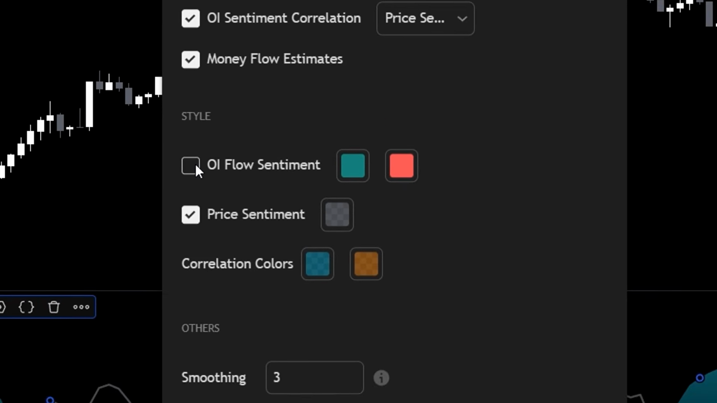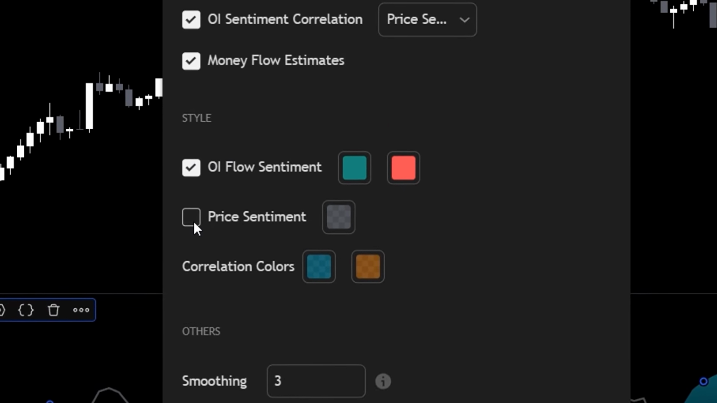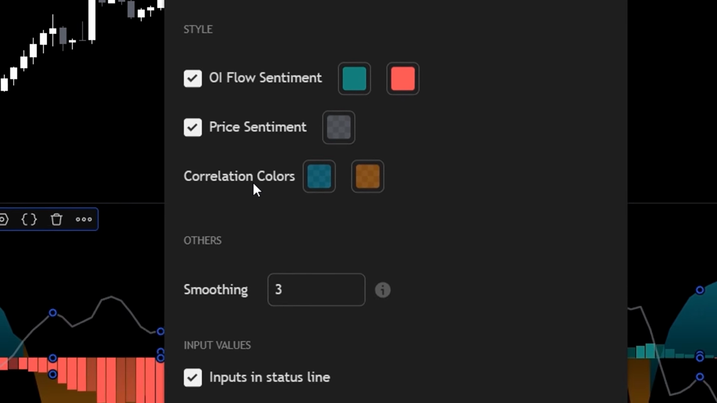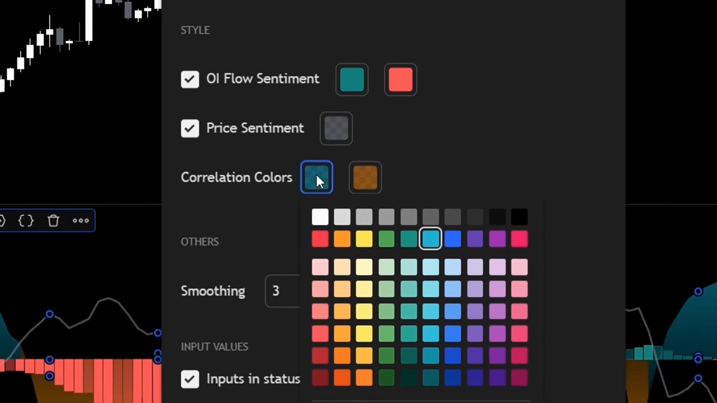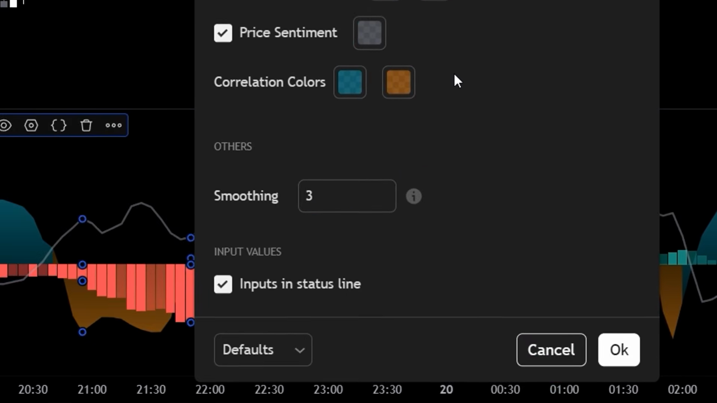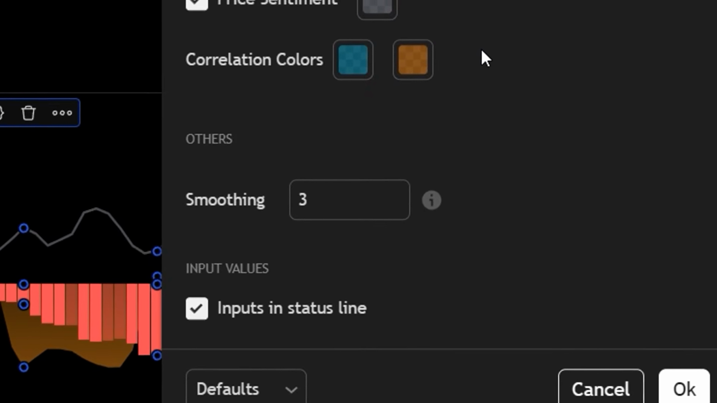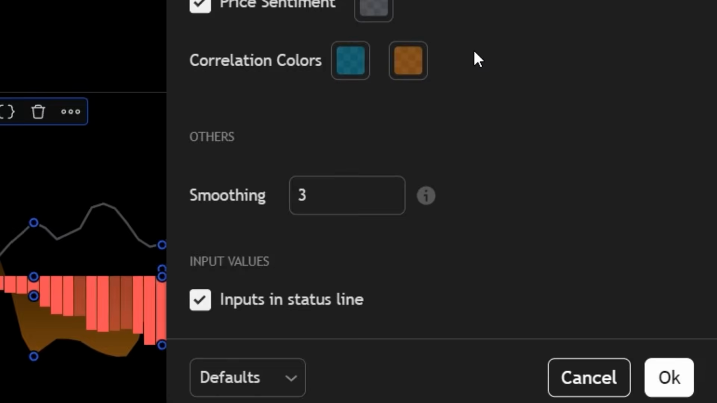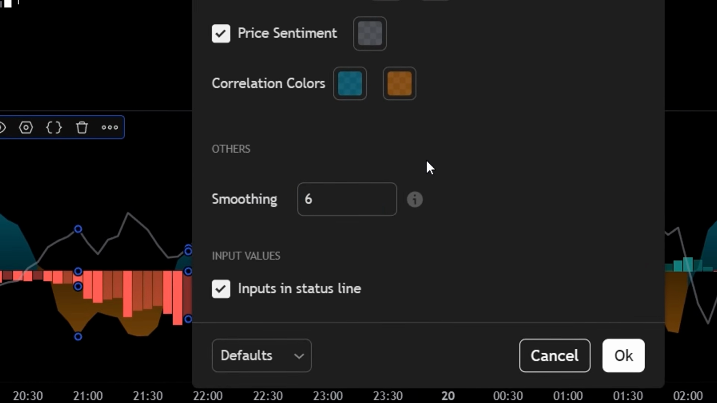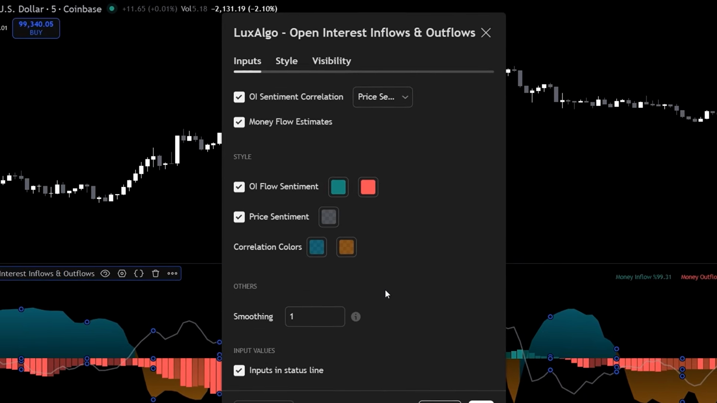Under style, you can show or hide open interest flow sentiment and price sentiment, and customize their colors along with the correlation colors for quick scanning on light or dark themes. Finally, smoothing controls both open interest and price sentiment responsiveness. Lower values for scalping, higher for swing clean signals. That's all you need to read positioning at a glance.